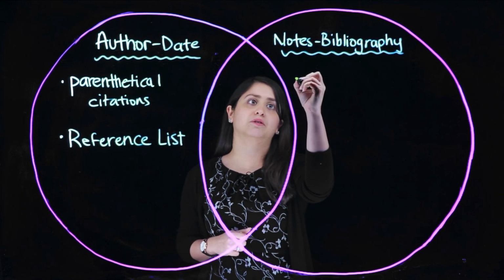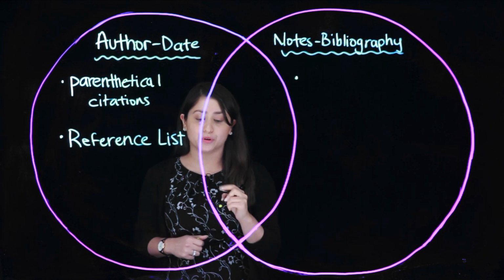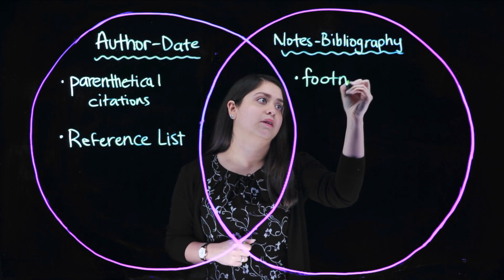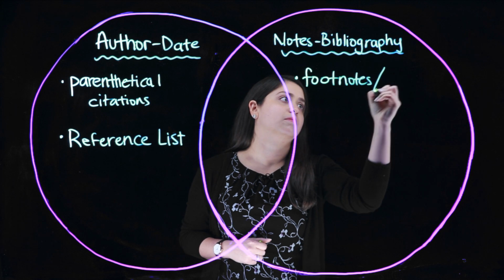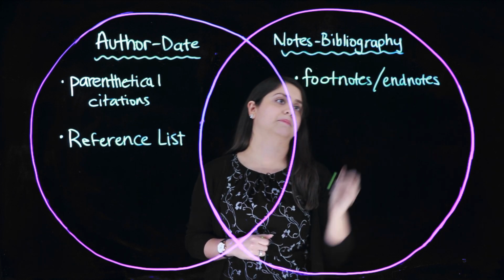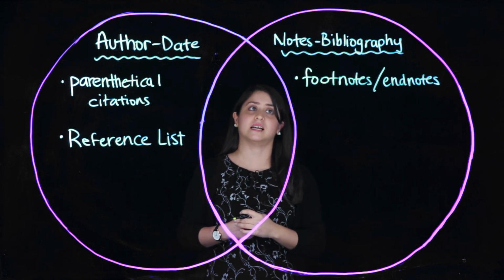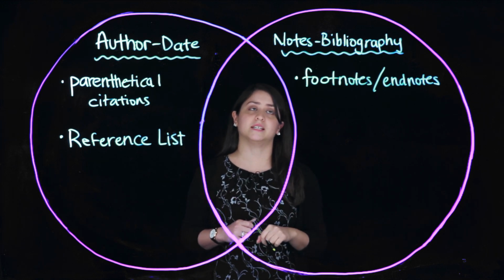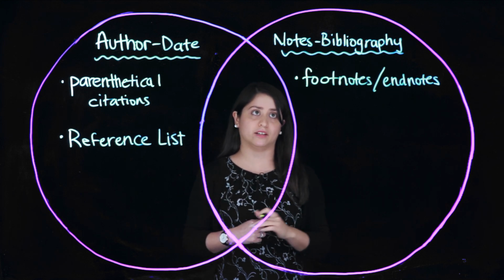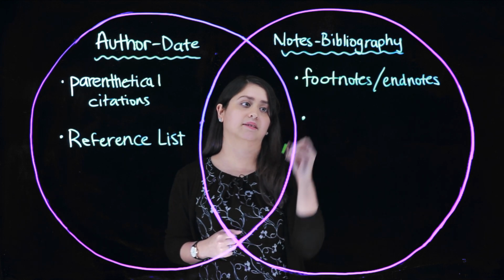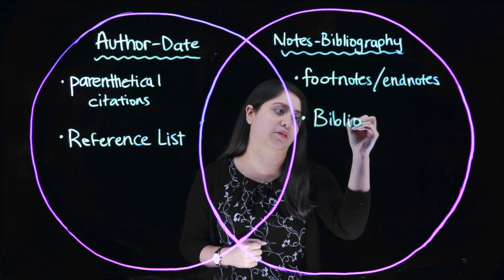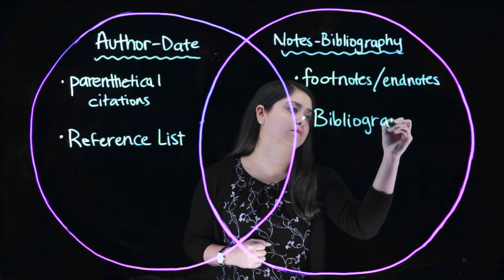In notes bibliography, however, you have footnotes or endnotes. And these usually replace in-text citations or parenthetical citations and fall on the bottom of your page. And secondly, you have a bibliography instead of a reference list.